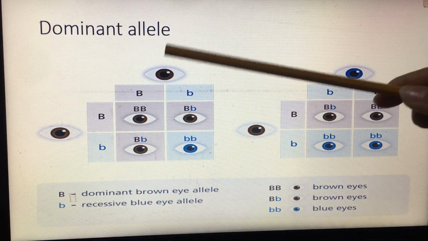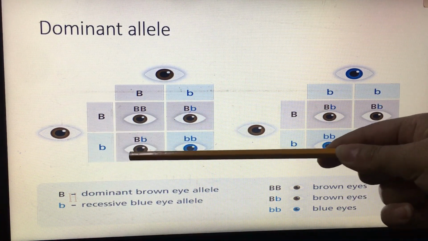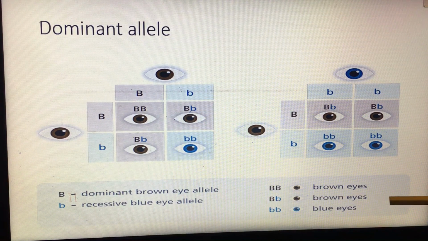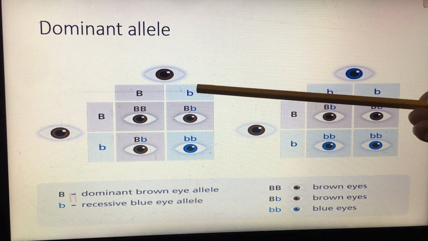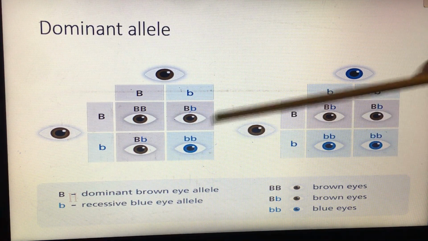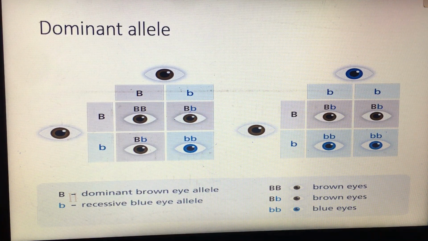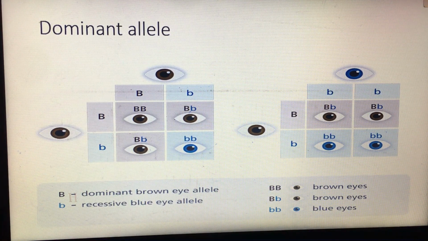And also here the same: the mother B capital, the father B small, the possible combination will be B capital, B small. Also it's a brown eye color. But if a recessive blue eye allele fuses with a recessive blue eye allele, here is the only possibility to get blue eye color. Okay, so B small with B small will produce blue eyes.